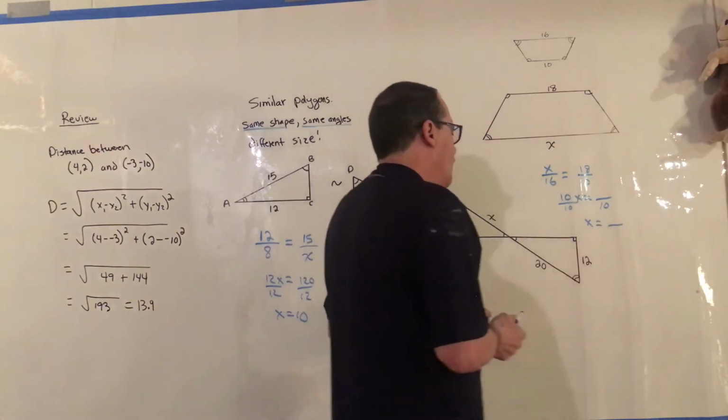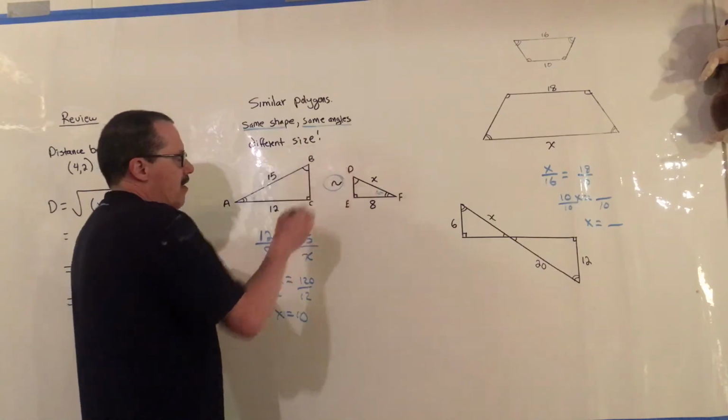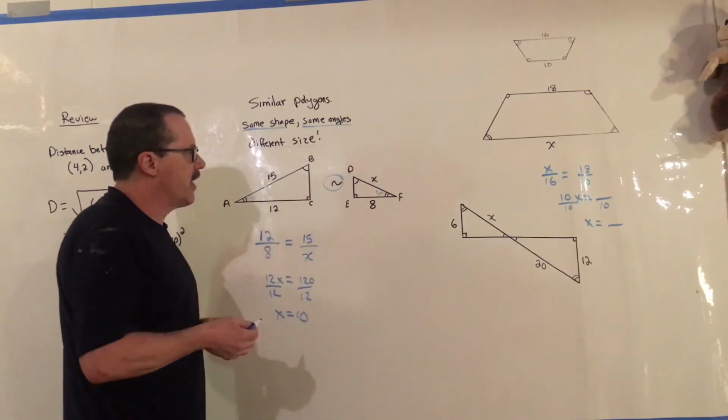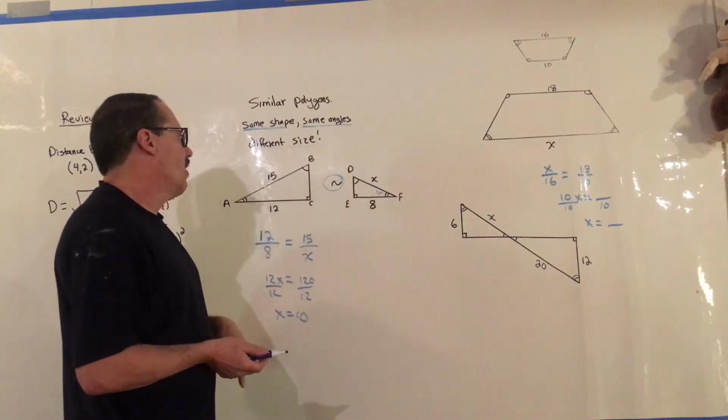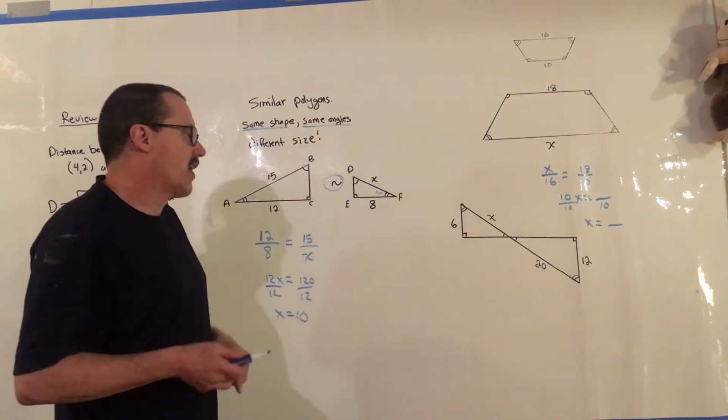Okay, one thing I didn't go over here is that this symbol right here is called similar. It looks like a little squiggle like that. That just means these two are the same shape, same angles, but they are different sizes, which is obvious.